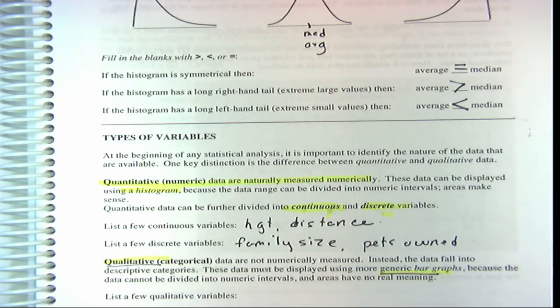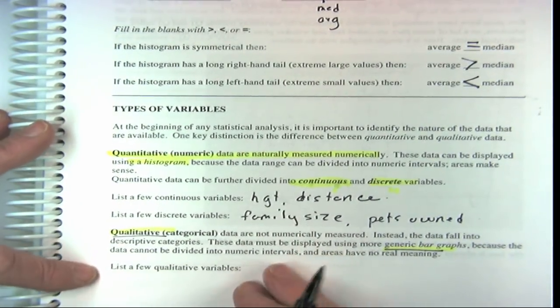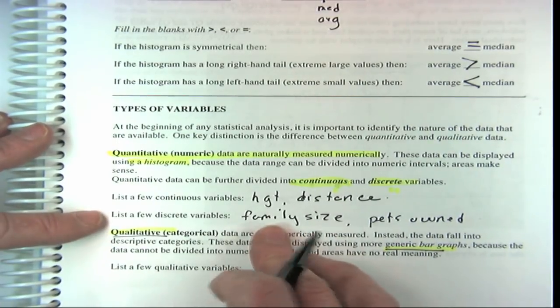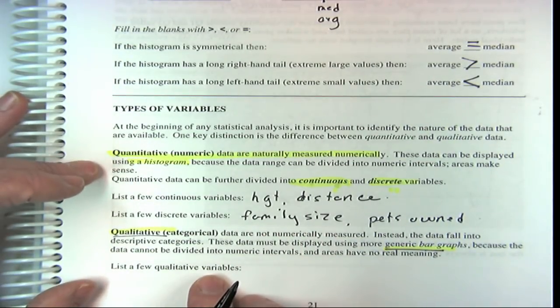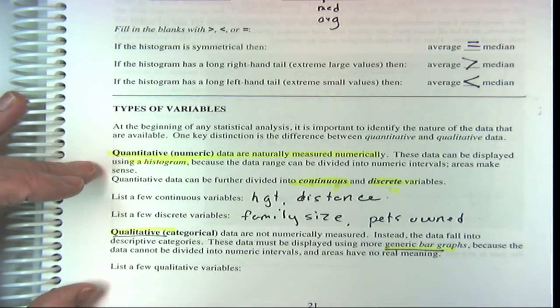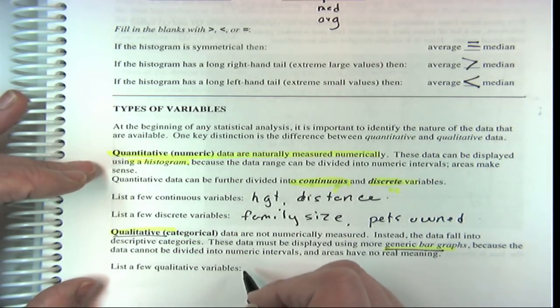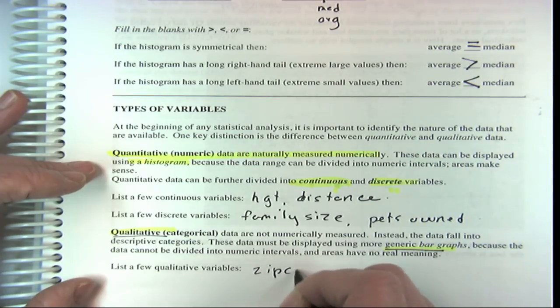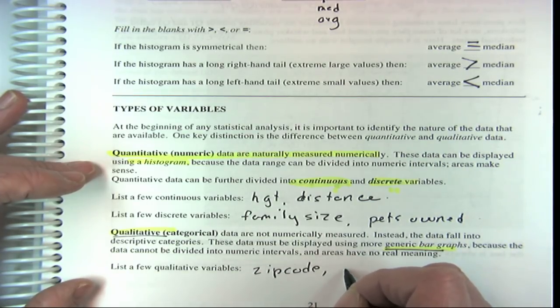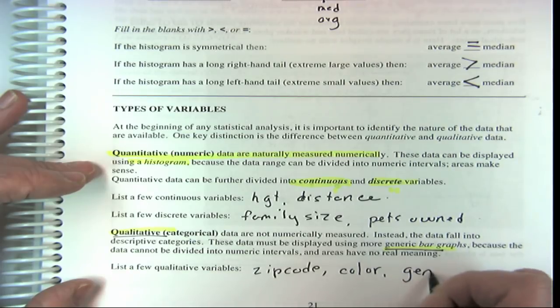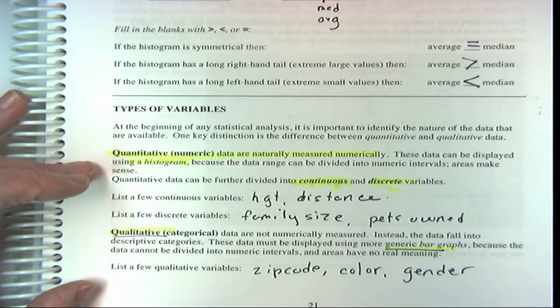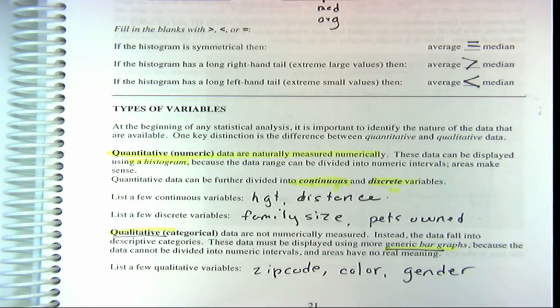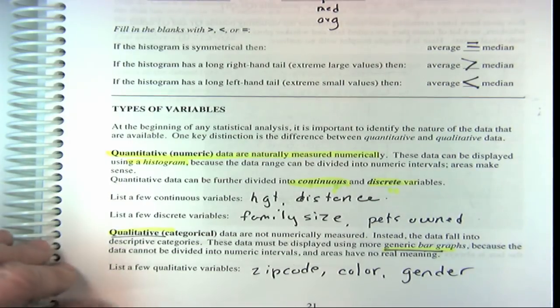Now, what about zip code? That's numerically measured, but do you think it's going to be qualitative or categorical, or quantitative? If I ask you your zip code, you give me a number, but does that number have any quantitative meaning? It's just a label. So a zip code would be categorical, along with your favorite color, gender, etc. All right, so that's the idea. Let's move on.